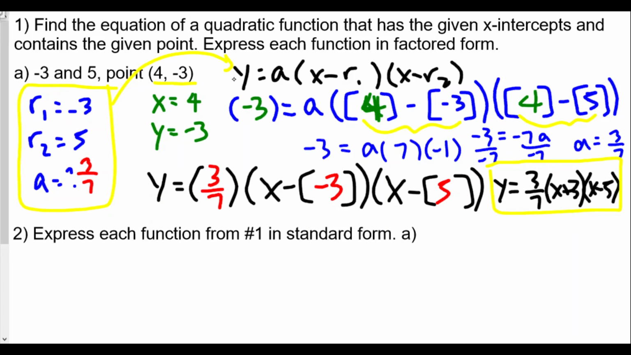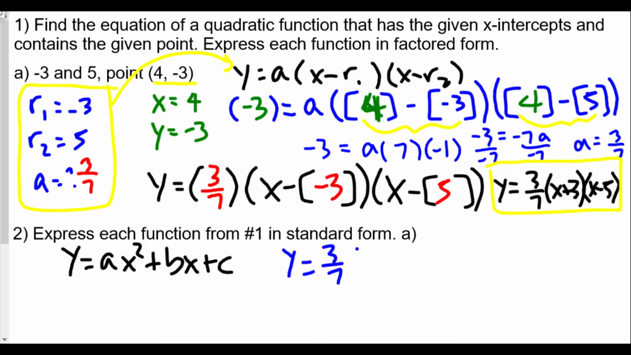Now, the continuation from this, for number 2, 2a at least, is to be able to express this in standard form. Standard form would be y is equal to ax squared plus bx plus c. So what we're going to do is distribute in this case. We're going to take our y equals 3 over 7 times (x plus 3) times (x minus 5). We're going to distribute the (x plus 3) times (x minus 5) using the distributive property, or really FOIL. You can call it either way.